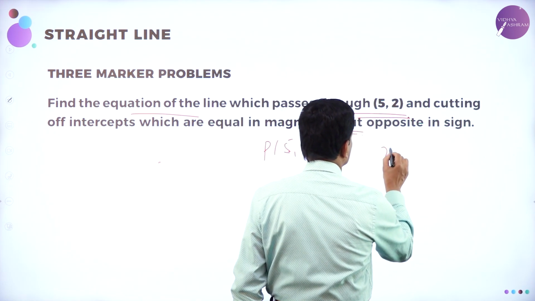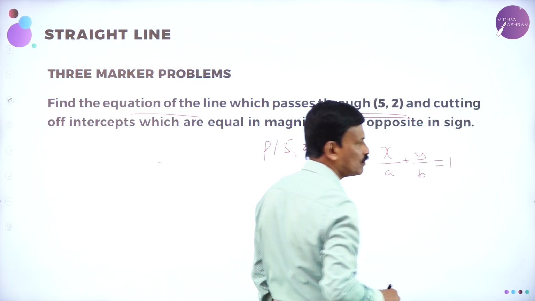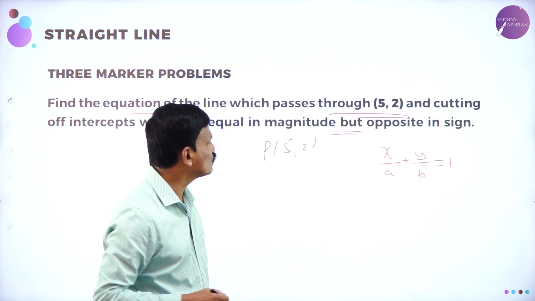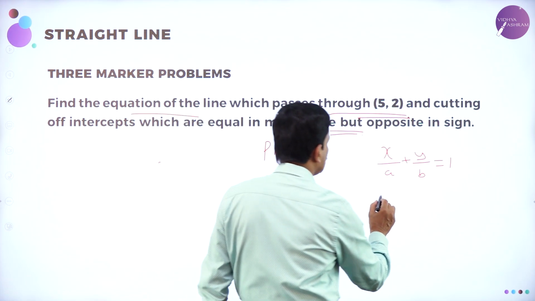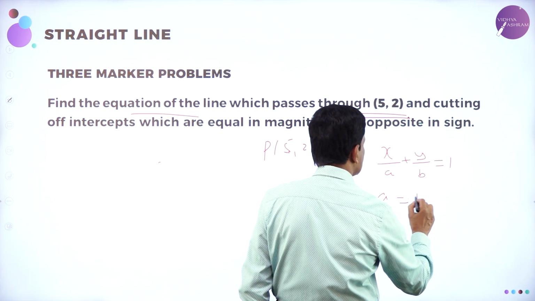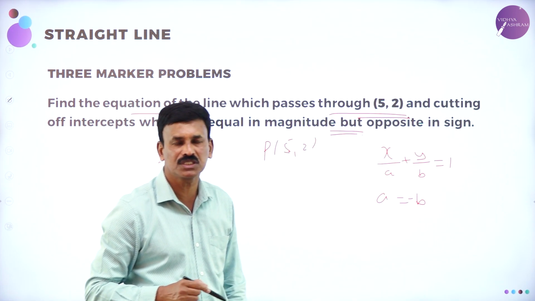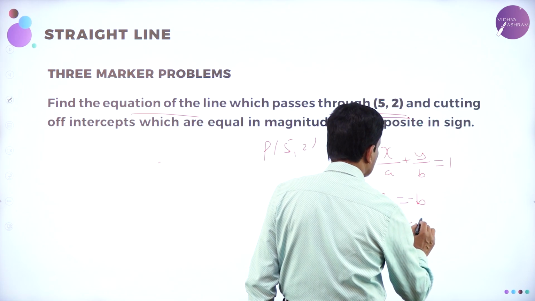So, you know the equation of a straight line in the intercept form, x by a plus y by b is equal to 1. This is the intercept form of a straight line. Now, the intercepts are equal in magnitude, that means the intercepts a and b are equal but opposite in sign. a is equal to minus b, or b is equal to minus a. This is the given condition.